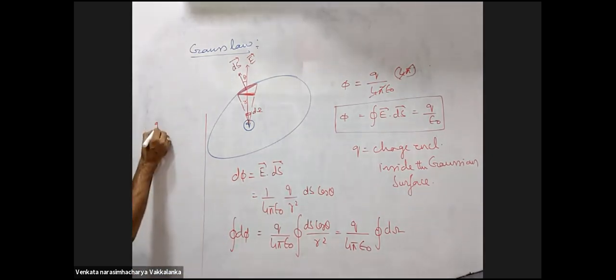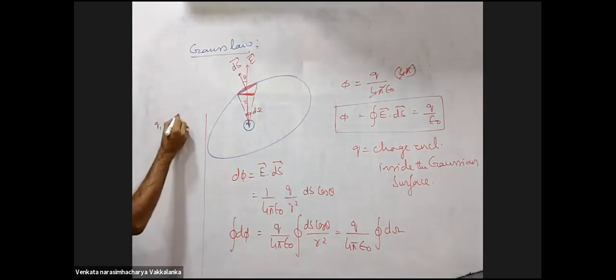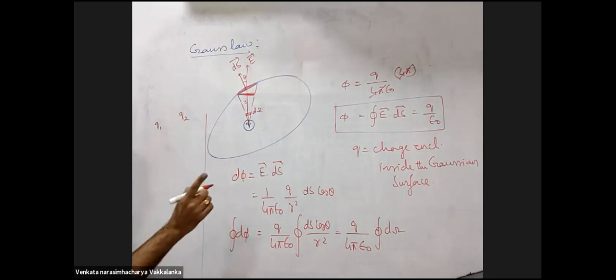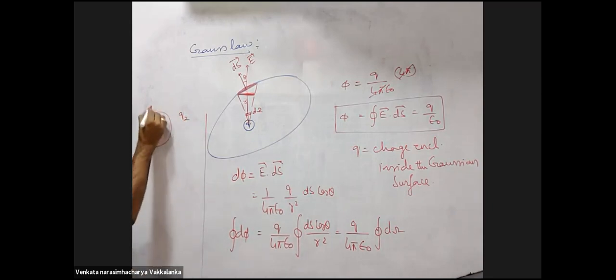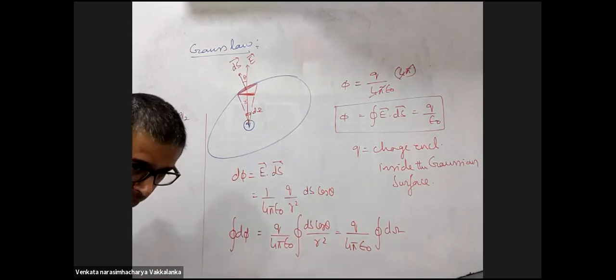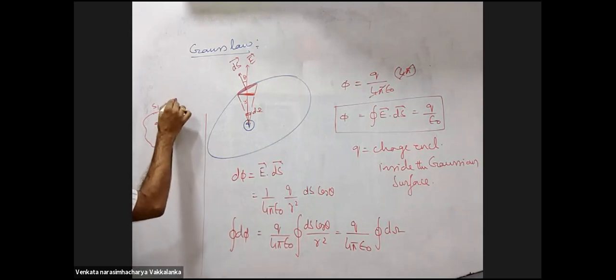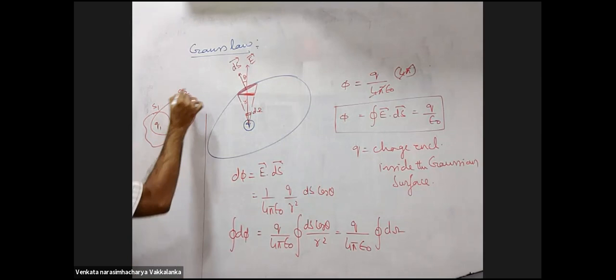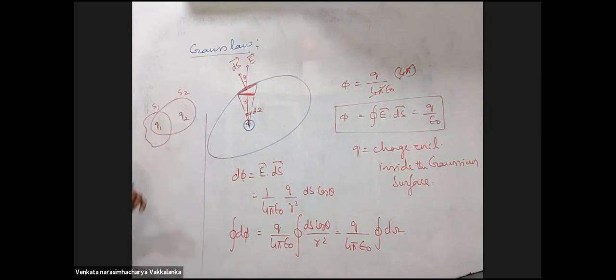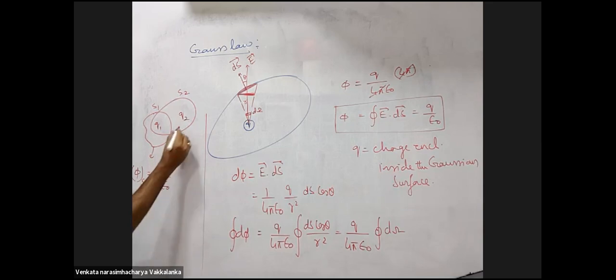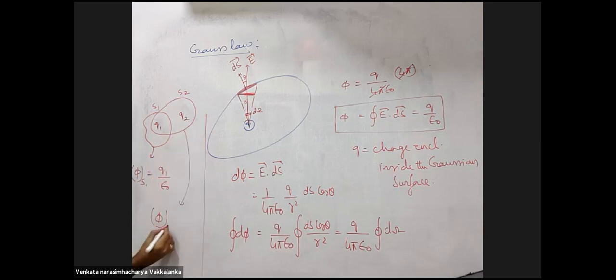Listen carefully. Q1, Q2, right? What will be the flux through S1? Q1 by epsilon naught. What will be the flux through S2? Q1 plus Q2. Flux through S1 is Q1 by epsilon naught. Flux through S2 is Q1 plus Q2 by epsilon naught.